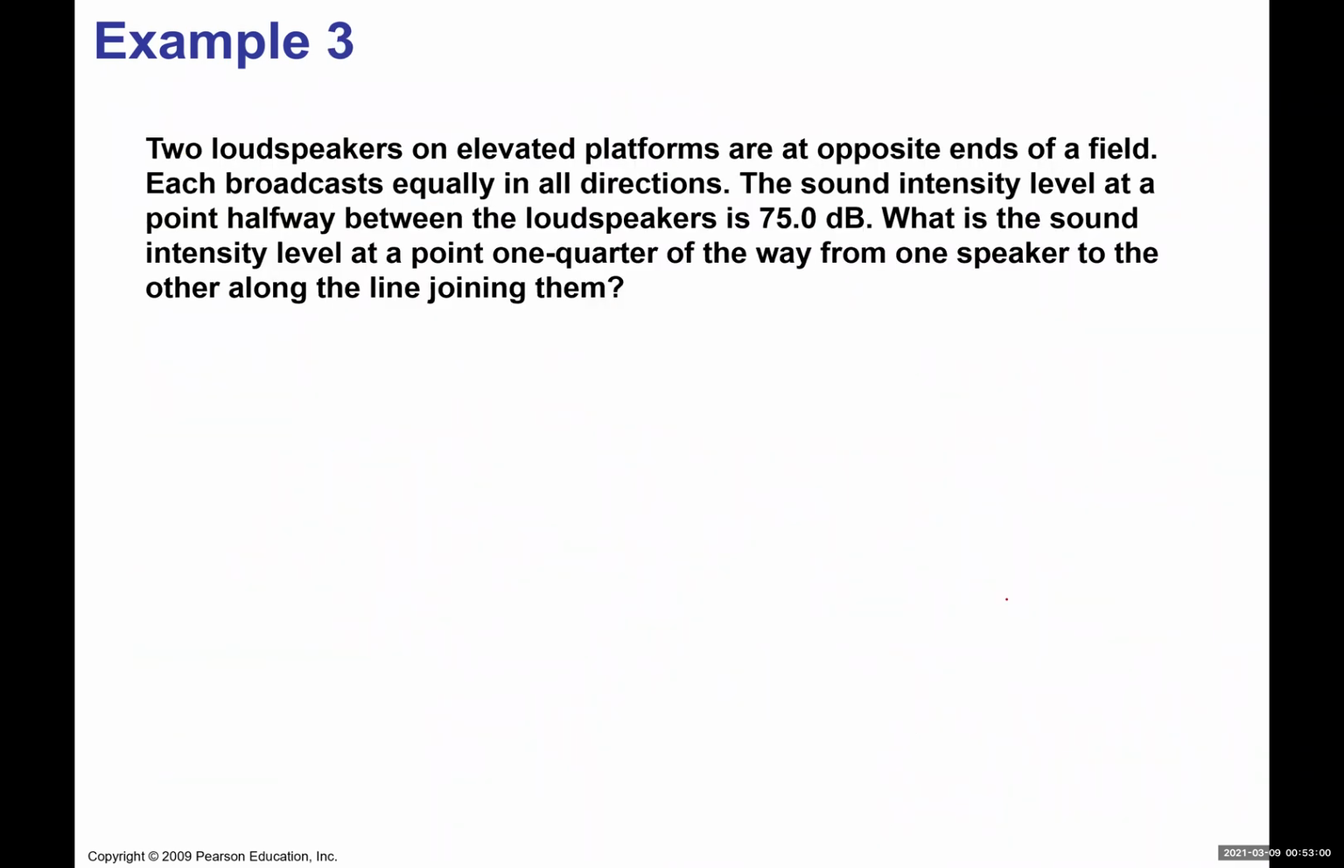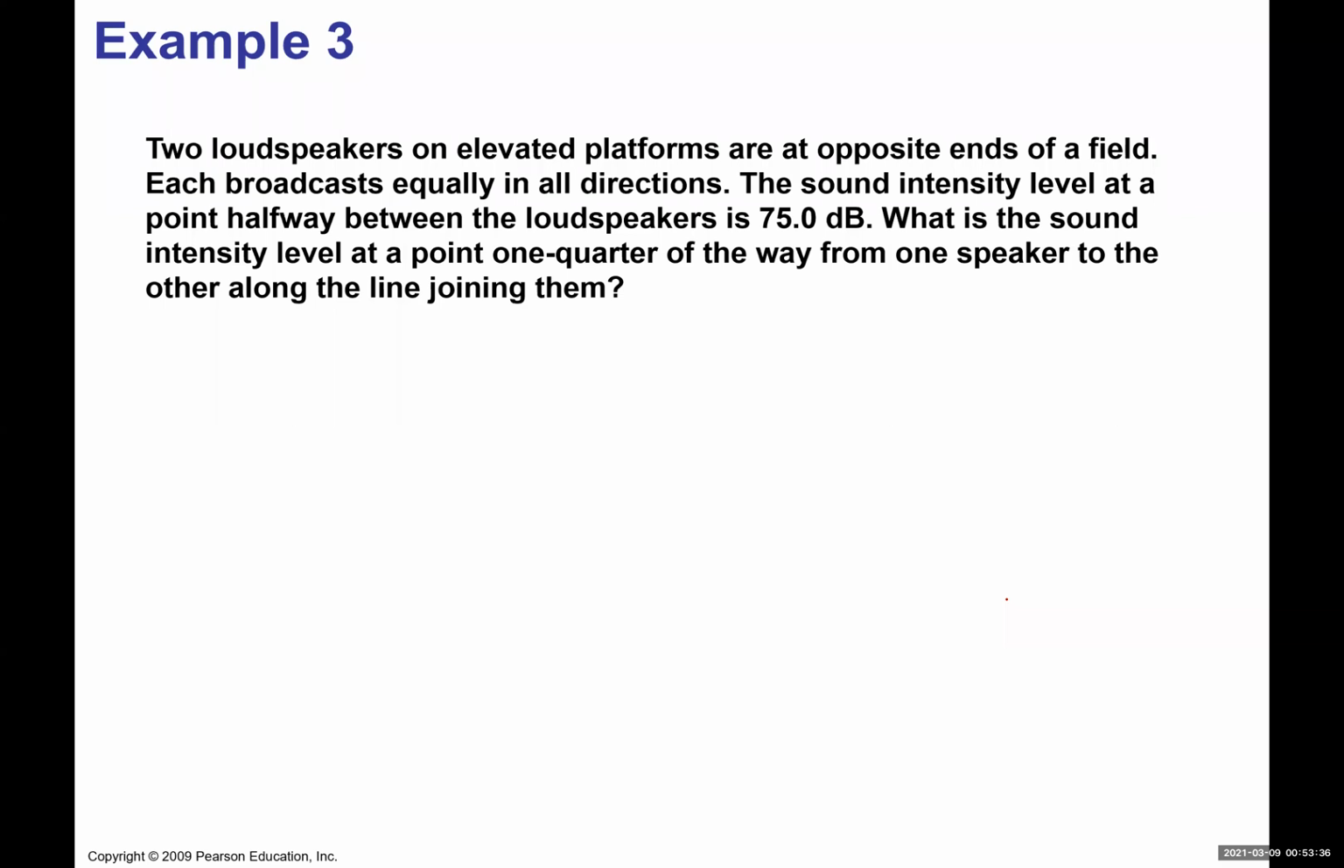All right, so here's one more example. Two loudspeakers on elevated platforms are at opposite ends of a field. Each broadcasts equally in all directions. The sound intensity level at the point halfway between the loudspeakers is 75 dB. What is the sound intensity level at the point 1/4 of the way from one speaker to the other along the line joining them? All right, so let's see what we have here.